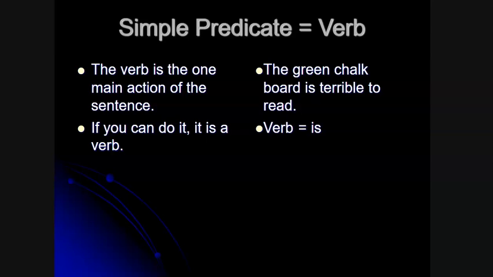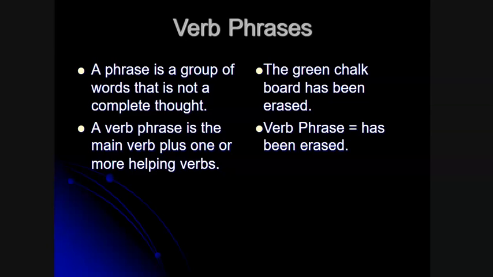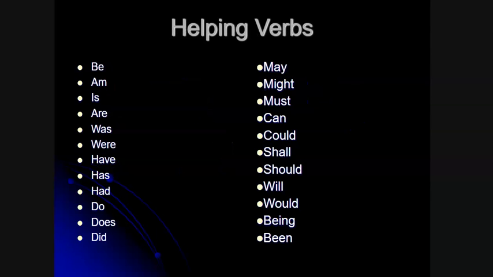Verb phrases. A phrase is a group of words that is not a complete thought. A verb phrase is a main verb plus one or more helping verbs. The green chalkboard has been erased. Verb phrase is has been erased. So, helping verbs. Be, am, is, are, was, were, have, has, had, do, does, did, may, might, must, can, could, shall, should, will, would, being, all of them are the helping verbs. So let's continue. Compound sentence parts.